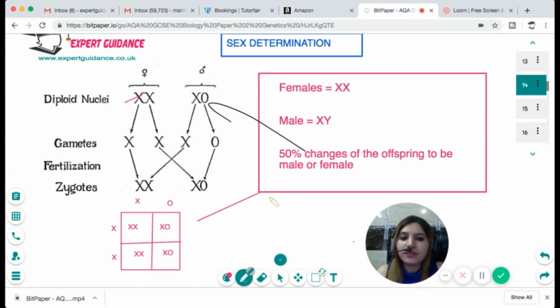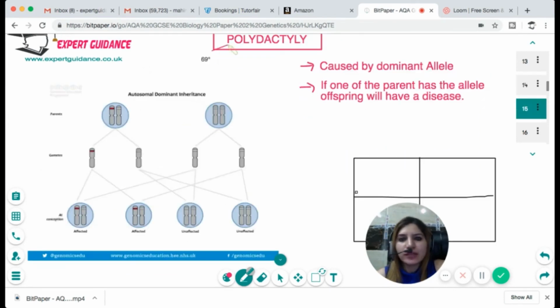And to determine the sex, it's the male that is responsible, because the female always gives the X chromosome. Now, it depends on the male. If the male gives X or Y, that will determine whether it's a male or a female. Okay. Now, let us look at what is polydactyly.